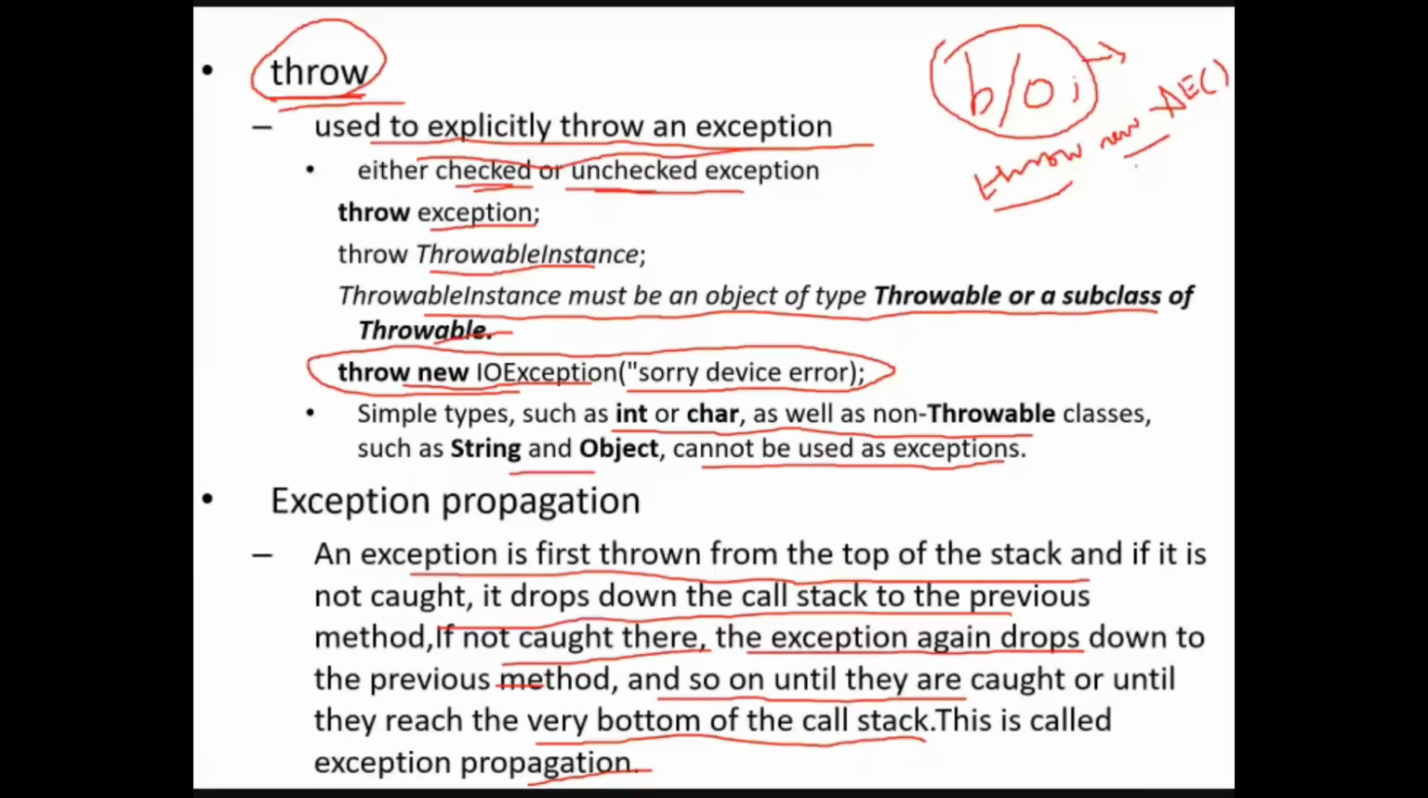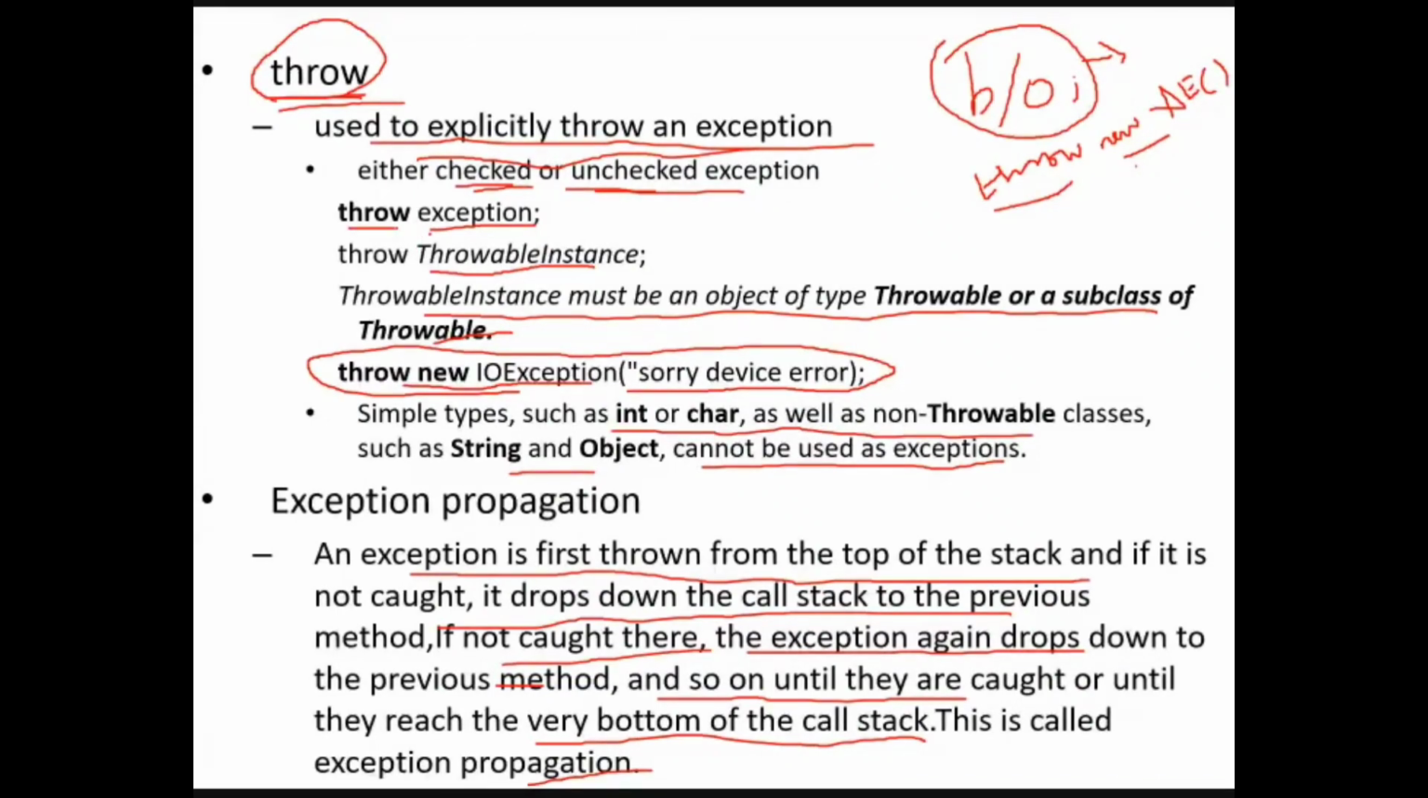But if the compiler cannot identify the statement which may cause an exception, that type of exception is called an unchecked exception. So if the compiler itself finds out that some statement may cause an exception, that is a checked exception. If the compiler cannot find out, that is an unchecked exception. Here I am throwing manually, no?